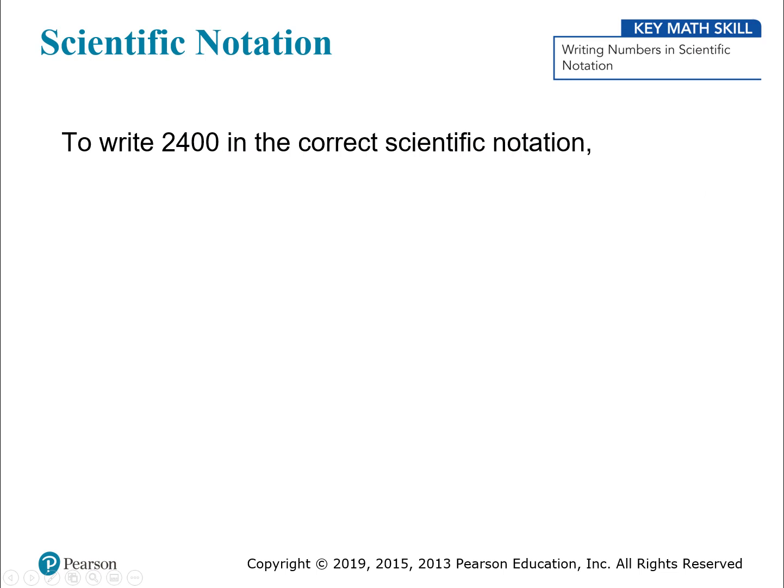Let's do a couple more examples. Let's write 2400 in correct scientific notation. So first off, how many significant figures do we have here? There's no decimal point, so that means all these zeros are placeholders. The only two numbers that are significant are the 2 and the 4. So there are 2 significant figures.